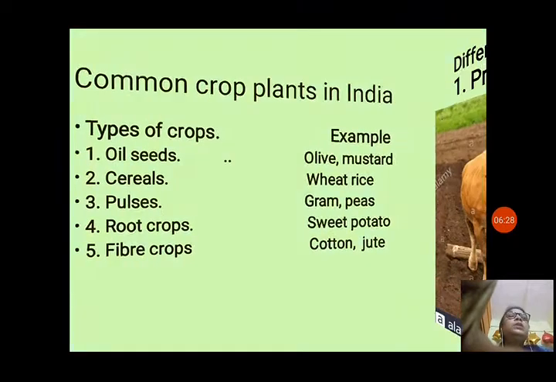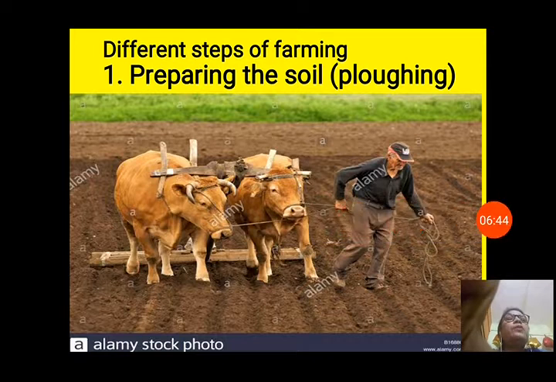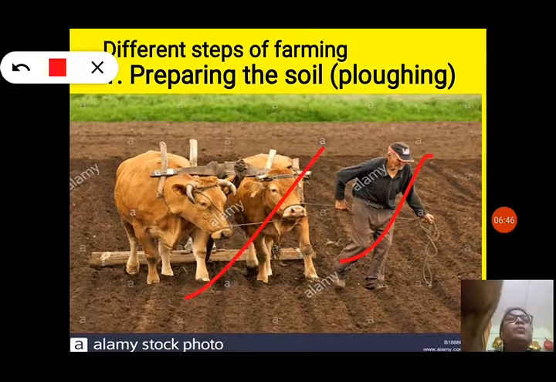Now let us see the next. Different steps of farming. In agriculture there are different steps of farming, so let us see them one by one. First is preparing the soil, that is plowing the field. You can see in this picture the person is plowing the field with the help of oxen.